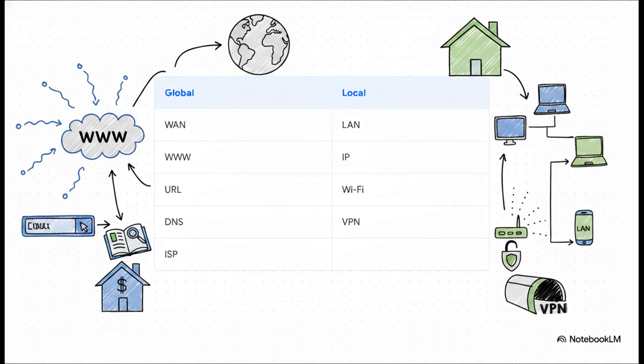But inside your house, that's your LAN, your local area network. Your devices connect to it using Wi-Fi, which stands for Wireless Fidelity, and each device gets its own IP, or Internet Protocol address. And if you want to keep all your browsing totally private, you'd fire up a VPN, a virtual private network, to encrypt the whole thing.